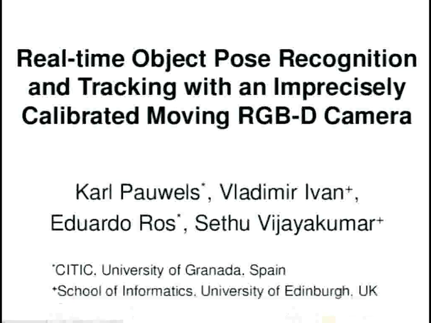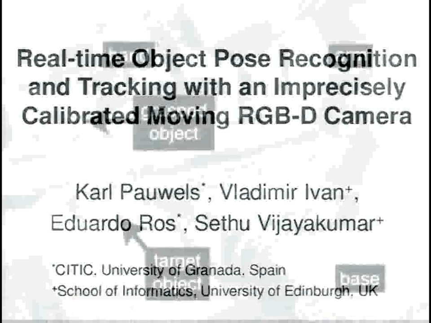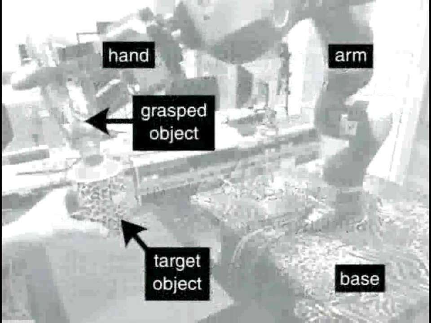Hello, I'm Carl Pauwels, and I would like to present our work on real-time object pose recognition and tracking with an imprecisely calibrated moving RGBD camera. So we're considering complicated visual servoing scenarios, such as the one here, where you have a robotic arm and hand that's trying to pour a bottle into a cup. The cup is being moved by a human, and also the camera is moving in this scenario.